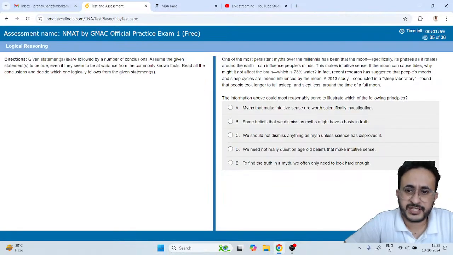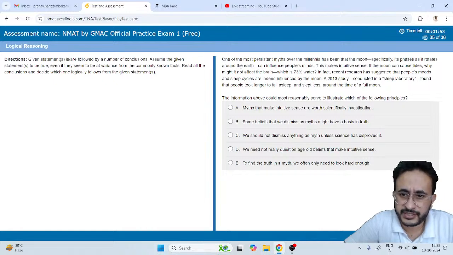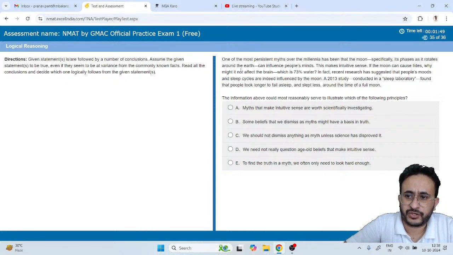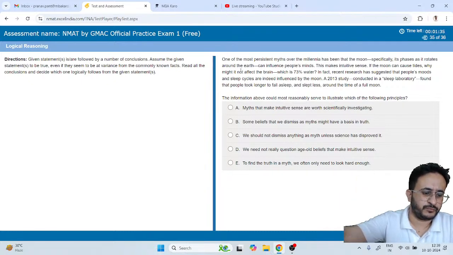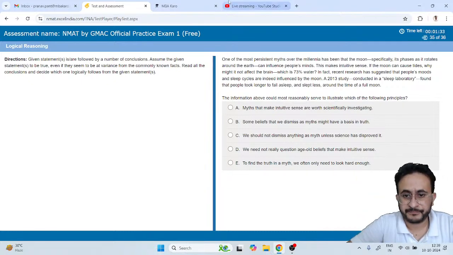One of the most persistent myths over millennia has been that the moon, its phases as it rotates around the earth, can influence people's minds. This makes intuitive sense. If the moon can cause tides, why might it not affect the brain, which is 73% water? People's mood and sleep cycles are indeed influenced by the moon. A sleep laboratory found that people took longer to fall asleep and slept less around the time of full moon. So it says that the moon affects the human mind.